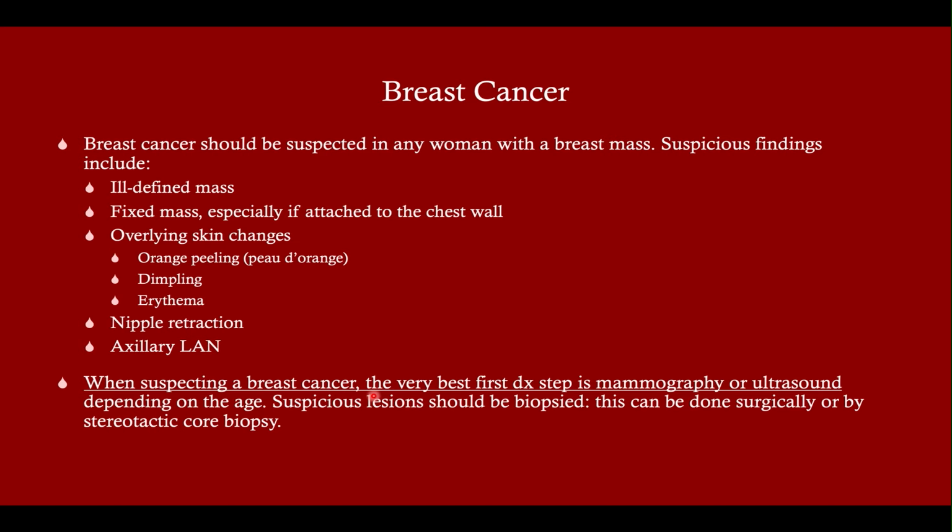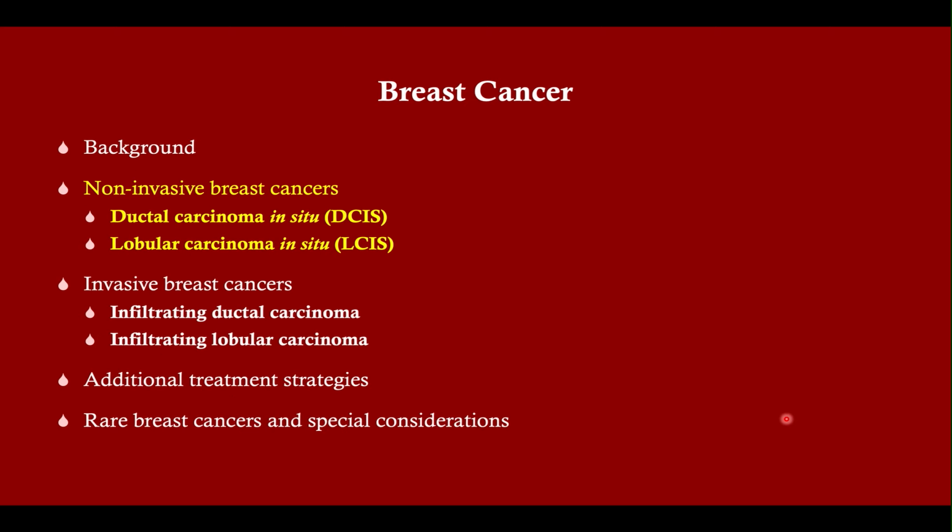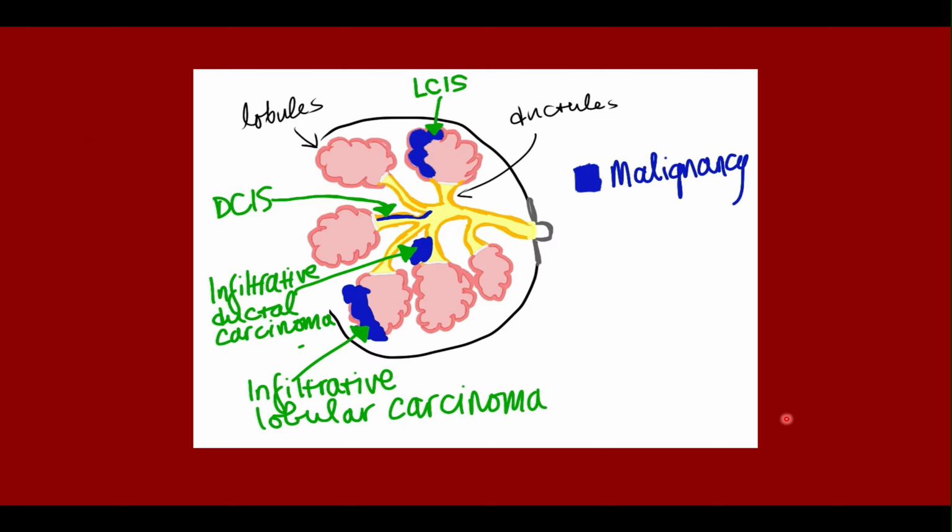Suspicious lesions should be biopsied. What do we mean by suspicious lesions? Well, if you get a mammogram and it says architectural distortion, that's suspicious. If you get an ultrasound and it says a complex cyst or a solid mass, that's suspicious. So you would want to get a biopsy for that. We're going to talk about non-invasive breast cancers first. Those are your carcinomas in situ.